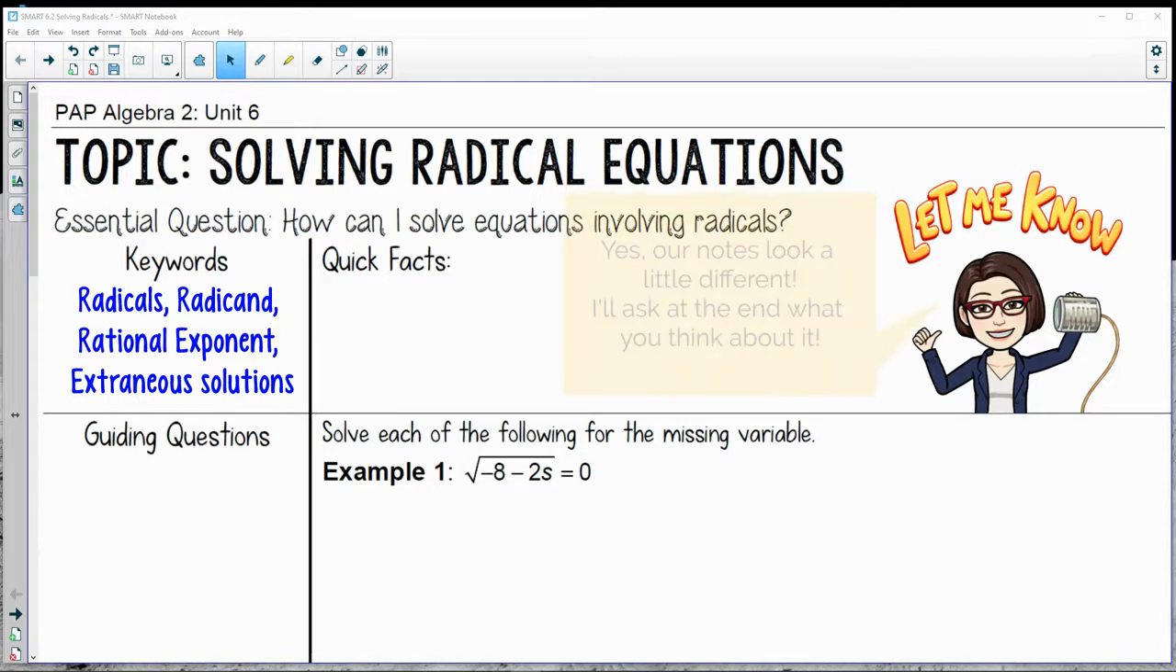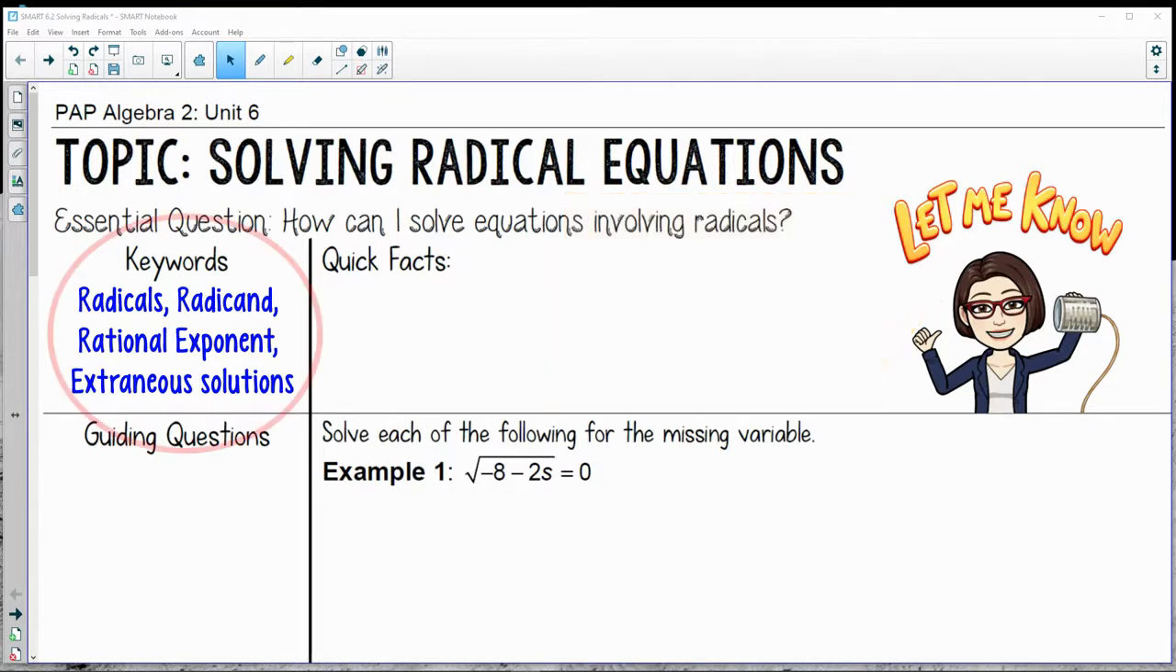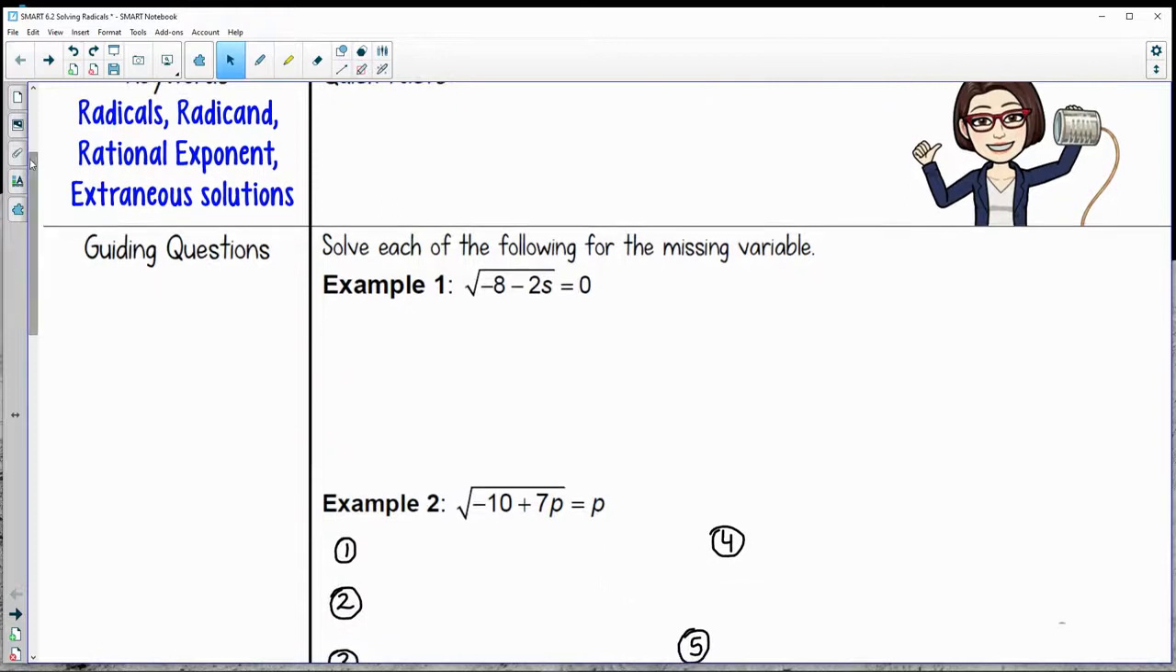We're going to take a closer look at how we can actually solve equations when they begin to involve radicals. Mostly square roots is what we're going to focus on. You'll see we have a couple of key words: radicals, radicand, rational exponent, and extraneous solutions. We kind of saw that previously, but we're going to dive into that concept a little bit more on this topic.